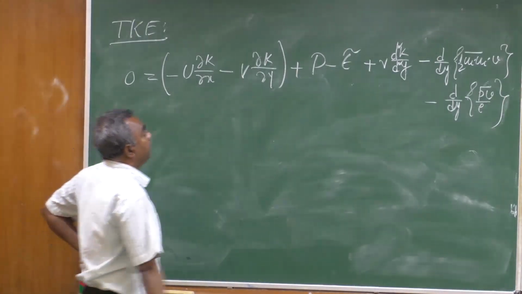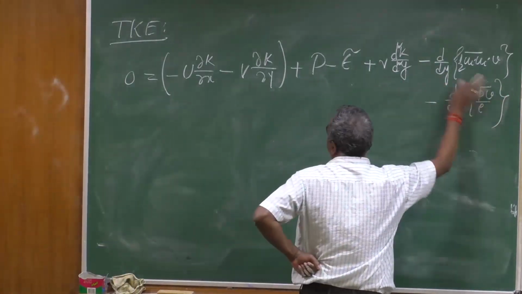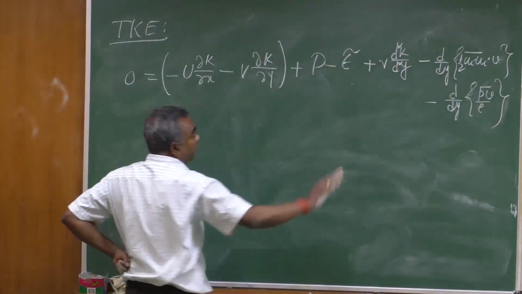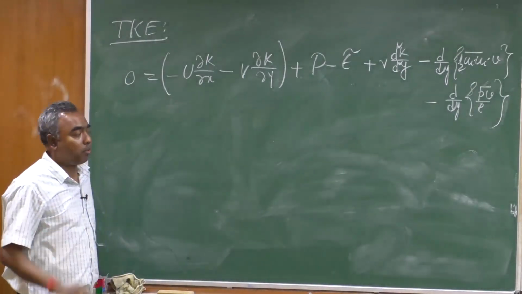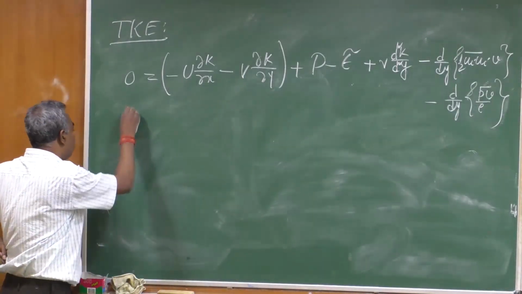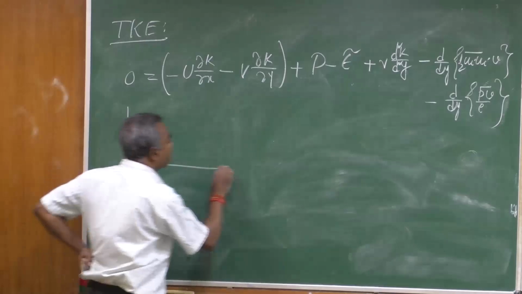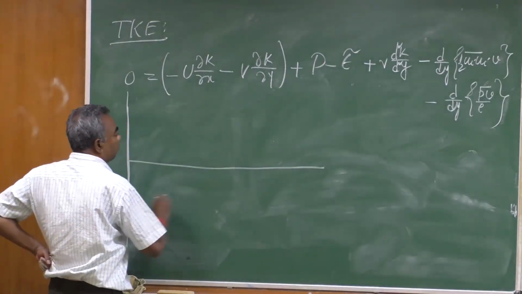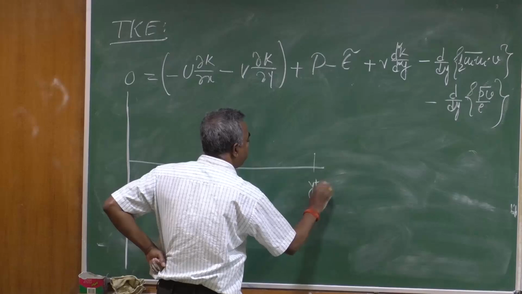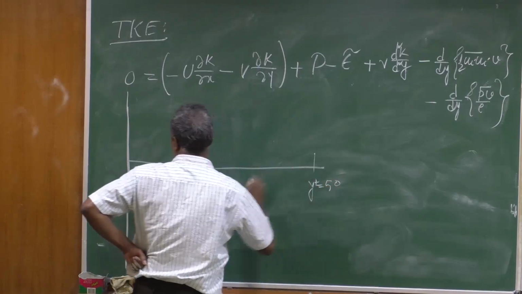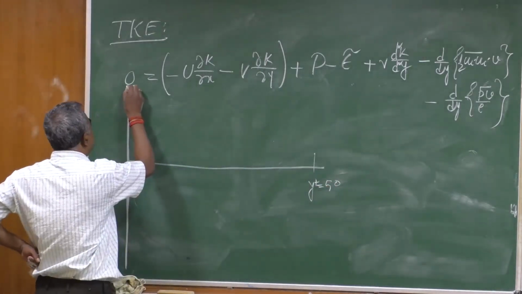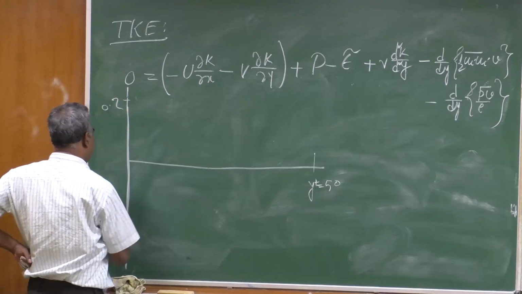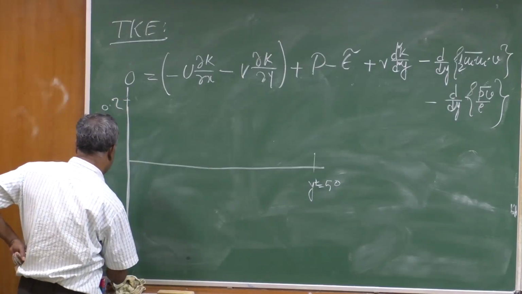So, this is the kinetic energy diffusion. This is the turbulent kinetic energy for the case of the turbulent boundary layer. If you plot very close to the wall, the way we have plotted for the channel flow, it will come like this. Let us say this is y plus equal to 50, and this is 0.2 and this is also minus 0.2.